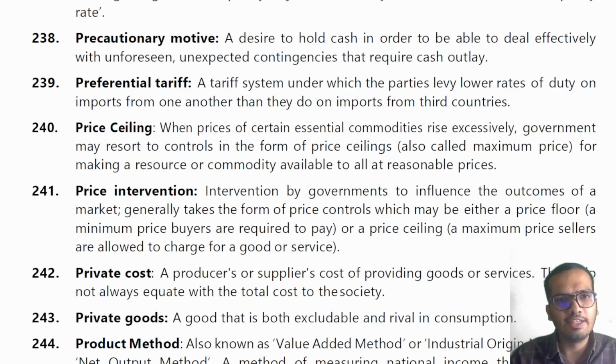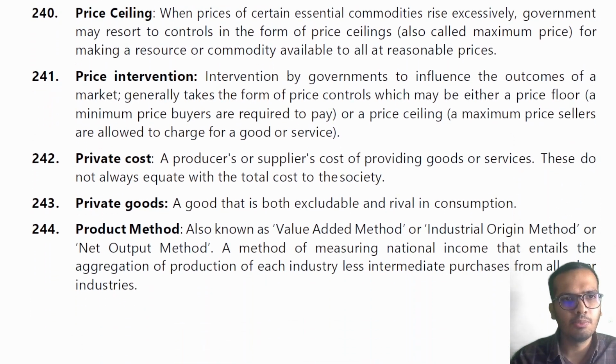Then comes price ceiling. So when prices of certain essential commodities rise excessively, then government may resort to control in the form of price ceilings, also called the maximum price, for making a resource or commodity available to all at reasonable prices. Then comes number 241, price intervention.